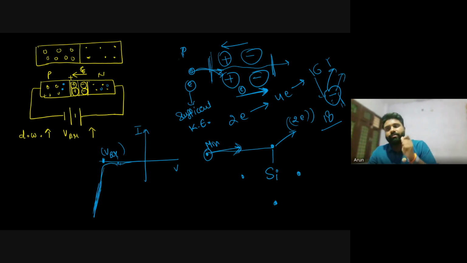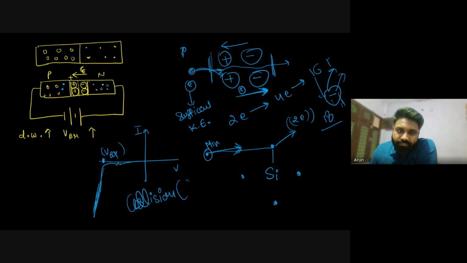So for one electron, we have 2 electrons in the outer side. And it is not happening only for one electron. There are a number of electrons present in there. Okay? So that is why this huge current is flowing. Got it? But this flow of electrons is possible because of the collision. So collision is the responsible factor.